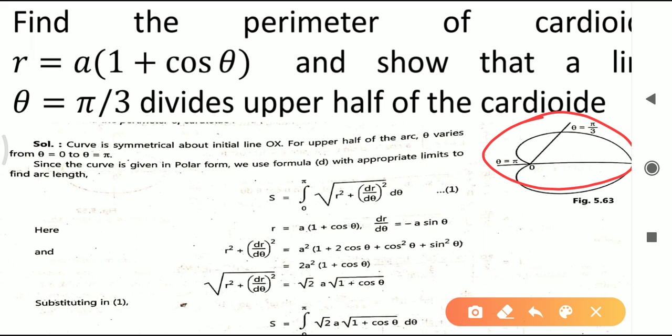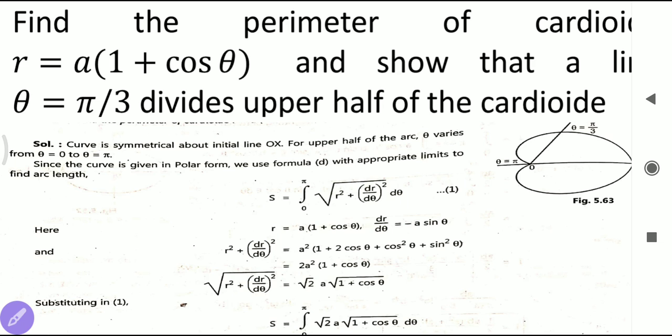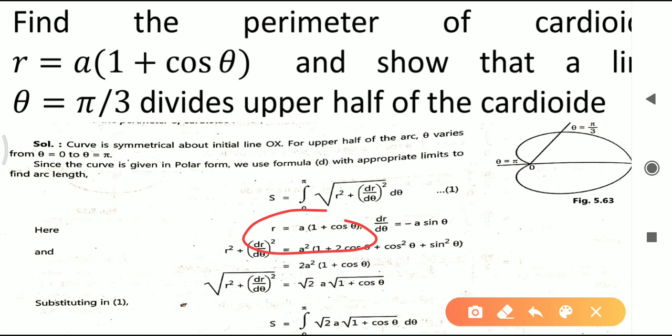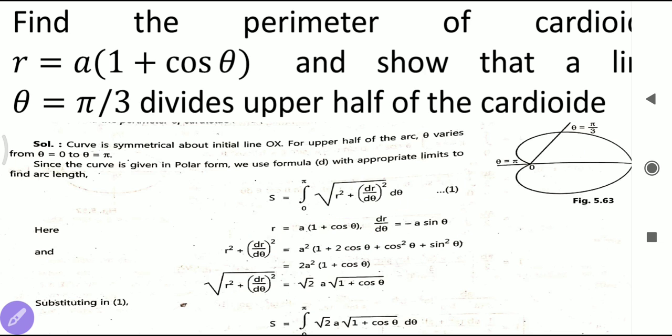Since the curve is given in polar form, we have to make use of this formula. So s is equal to integral 0 to pi. So listen here, for s we are going to find out 0 to pi, which means the whole part above the x-axis we are finding. 0 to pi under root r square plus dr by d theta square d theta. Now we have the value of r, dr by d theta will be what? Minus a sine theta. Then you take the square of r, and take the square of dr by d theta.